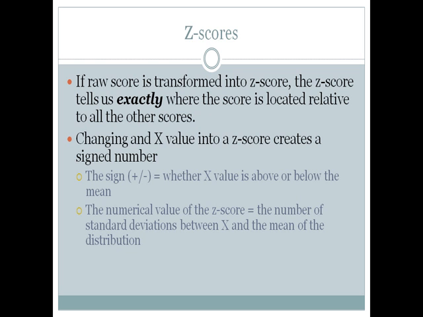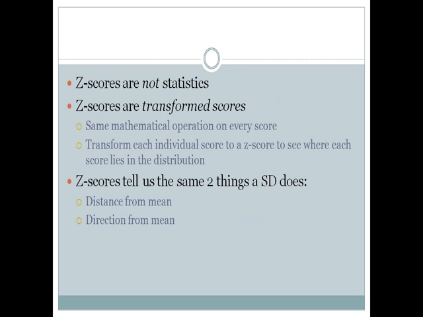The second piece of information a z-score gives us is through the numerical value. The numerical value of the z-score tells us how many standard deviations away from the mean the raw score is. Like before, a z-score of -1, for example, tells us that the score we are interested in is 1 standard deviation below the mean.